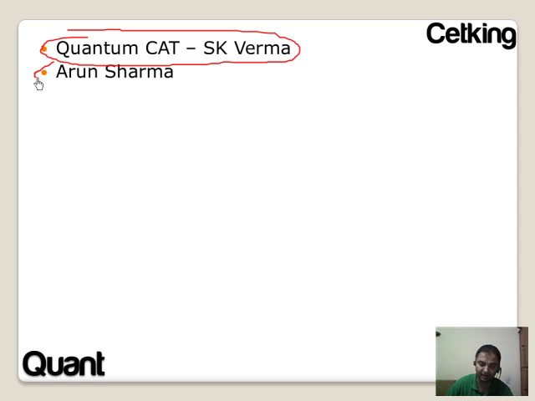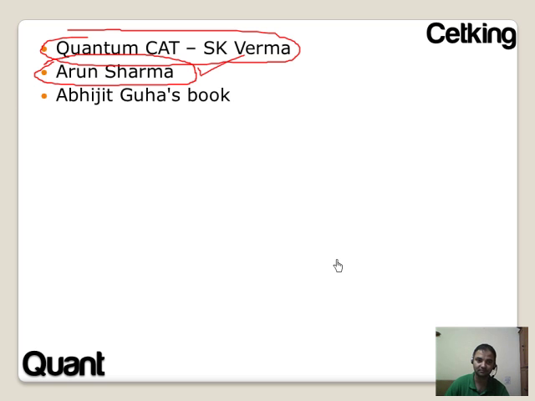If you are repeating for CAT and you already know quant, you are already an expert in quant, then go for Arun Sharma, because you don't need the solutions; if you just have the key, you will be fine. But if you need to start right from the basics, then I think Quantum CAT is a better book to follow than Arun Sharma. The third book is Abhijit Guha's book. You can follow that as well, but if you ask me, I'd rather say follow Quantum CAT, only one book.